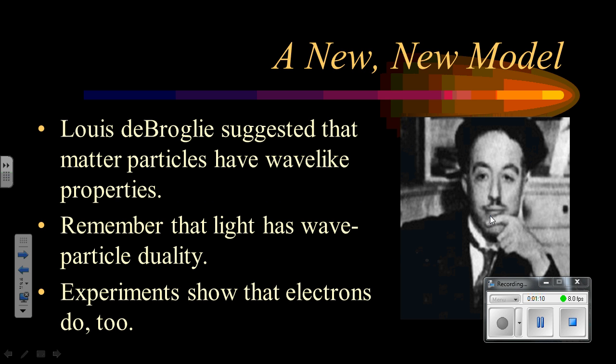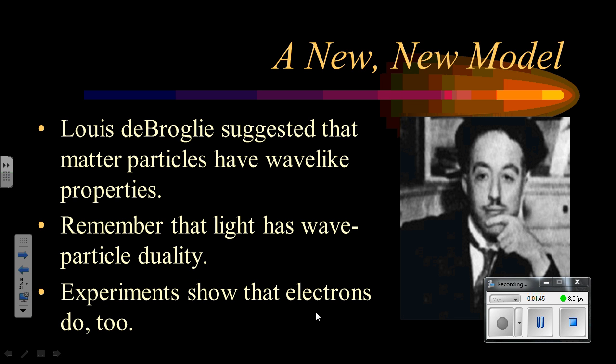The French chemist Louis de Broglie suggested that matter, which we normally think of as being particles, may have wave-like properties. In fact, he came up with an equation to calculate the wavelength of particles. Light, remember, has this wave-particle duality. It acts like waves under certain circumstances and particles under others. And so it turns out that experiments show that electrons also have this property of being like particles in some circumstances and waves in other circumstances.